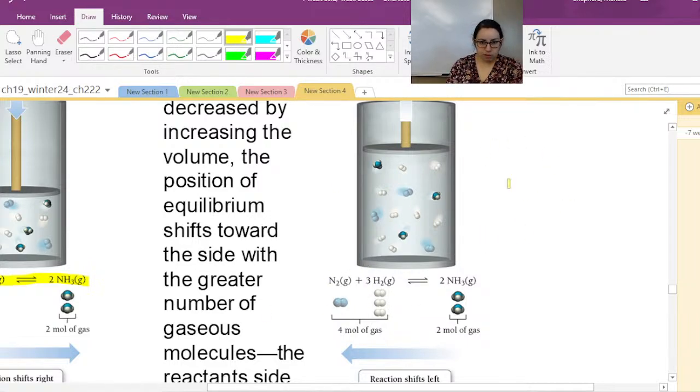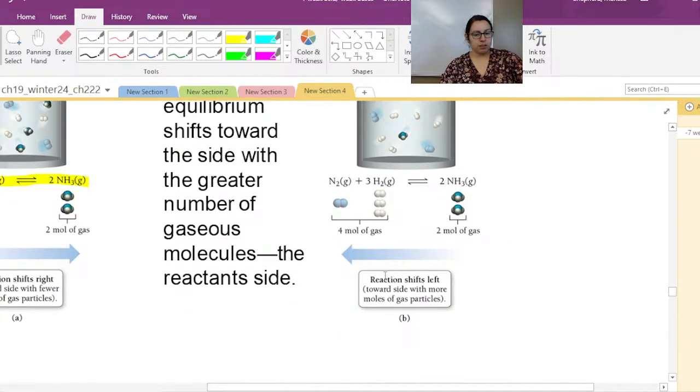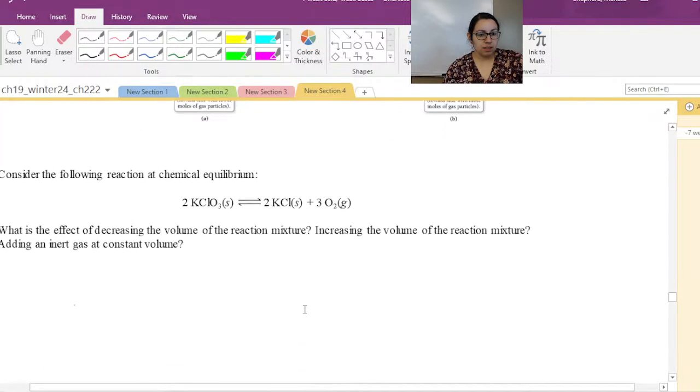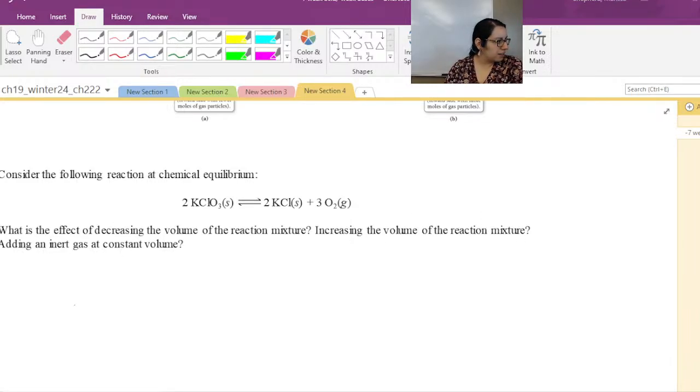This would all go into whatever engineering conditions they've come up with, trying to get just the right pressures and temperatures to get that reaction to go. All right, let's try this last bit. What happens if we decrease the volume of this mixture, increase the volume, or add an inert gas? Take a minute or so for that.